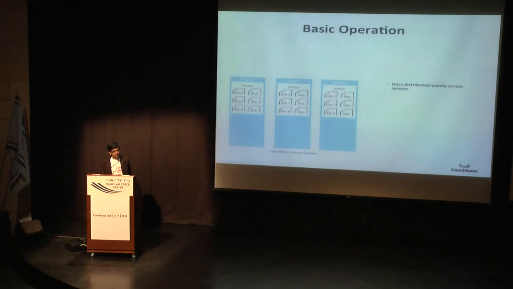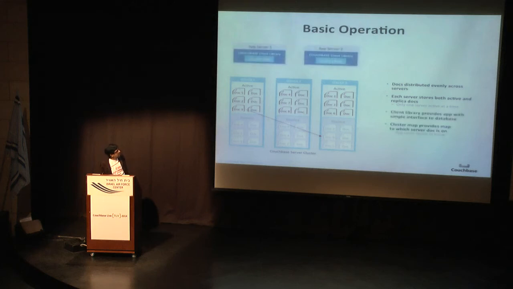So the basic operation is, you'll see that in Couchbase, the documents are evenly distributed across the servers. And here we're seeing the actives, but there's also replica. So in this particular case, for example, I'm showing document 9, that it has a replica on server 3. And each server stores both active as well as replica documents. But only one server has an active copy of a document. So there's a client library, and there is a cluster map in the client library in the smart app. And it provides information on where the document is.